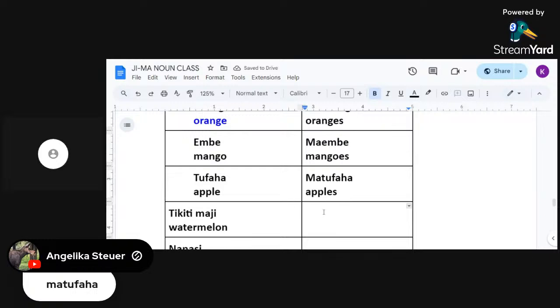Matufaha, okay. Tikiti maji, watermelon. If there are many, how do you say watermelons? If there are many, how will you say that? We want to say watermelons. Tikiti maji, the plural form.